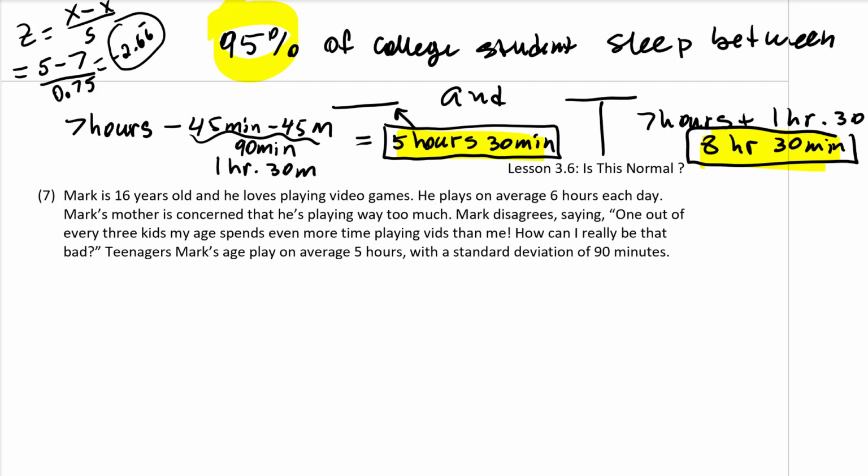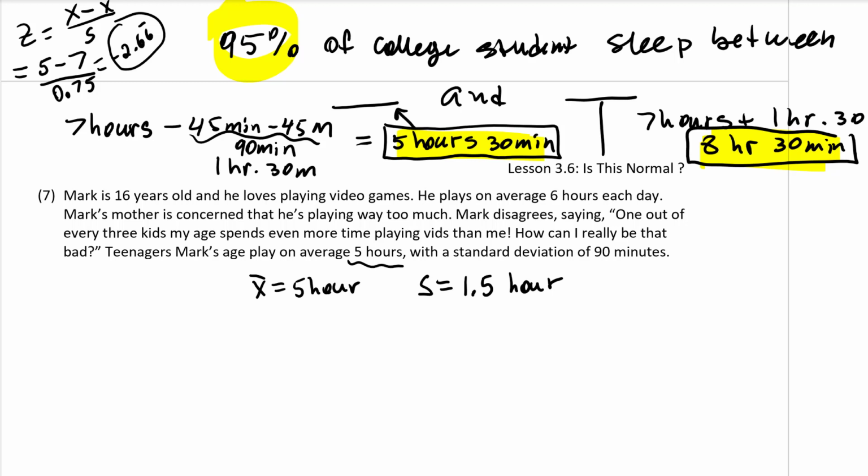All right, so once again, we're going to look at the statistics. So 5 hours is the average. And let's write the standard deviation to make it less confusing. 90 minutes is an hour and a half, so it's 1.5 hours. Let's write it in hours. This will be easier for us to define the range. So he plays on average 6 hours. So let's say, where does he fall?